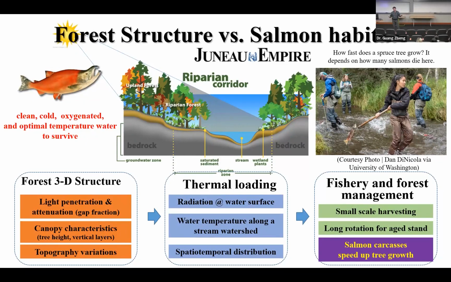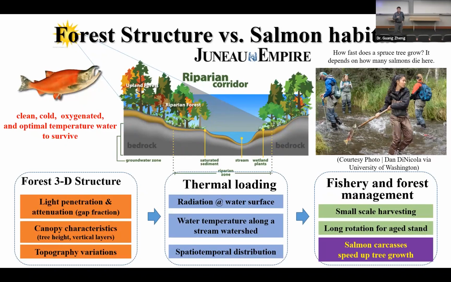Okay, the next story, I'm going to show you the connections between the forest structure and the salmon habitat. We all know the salmon want to live in clean and cold water with a lot of oxygen. But the most important thing is they want to have the appropriate water temperature. The only way to keep the water temperature is to maintain the well-structured riparian forest, because the shadows cast by the riparian forest can help lower the water surface temperature.